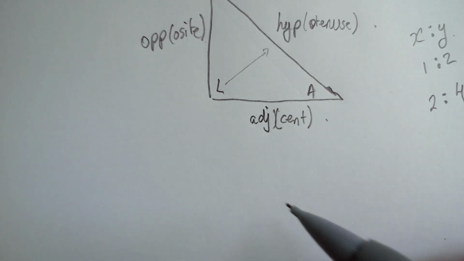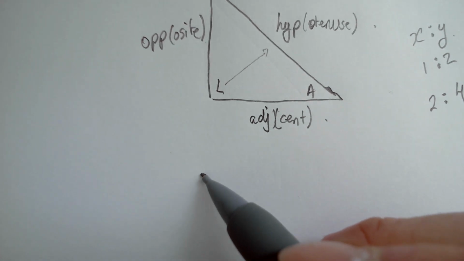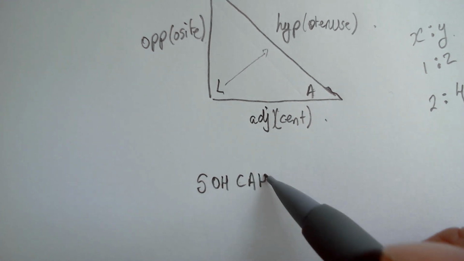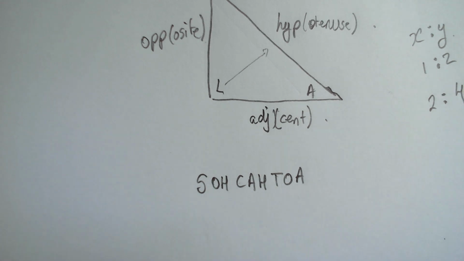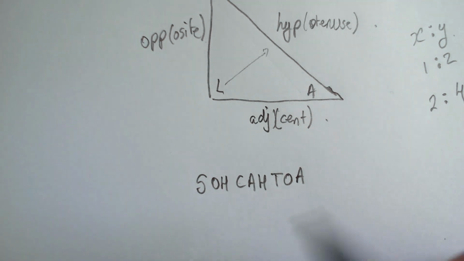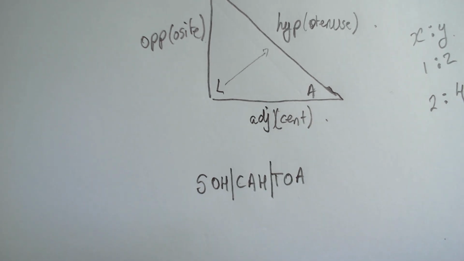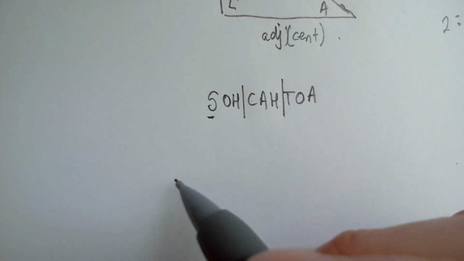Now I'm going to give you a way to remember how these sides relate to sine, cos, and tan. This is called SOHCAHTOA. There's a bit of a rap in here. You can go SOHCAHTOA, SOHCAHTOA. Now, I know I'm a terrible singer, but I hope this will help you to remember. The S stands for sine.